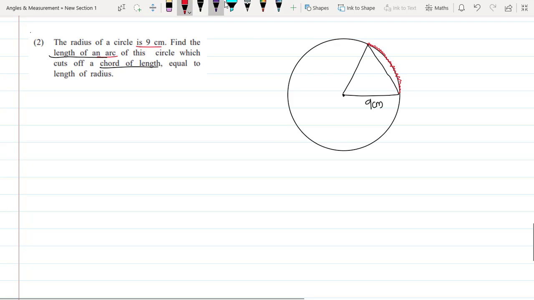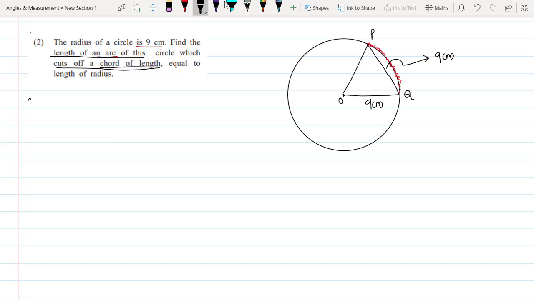When this segment is also 9 centimeters. Suppose this is point P, this is Q and this is O. This PQ segment is also 9 centimeters. Is it okay, everyone? PQ segment, I am talking about the segment, not the arc. Understood? Find the length of the arc PQ of the circle which cuts off a chord of length equal to the length of the radius. This chord is 9 centimeters, equal to the radius of the circle. So how will you find its length?